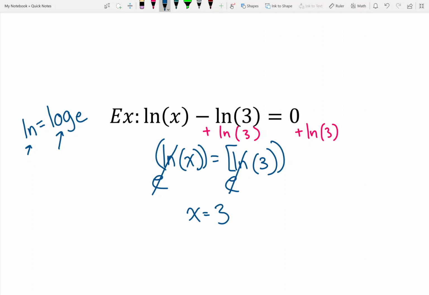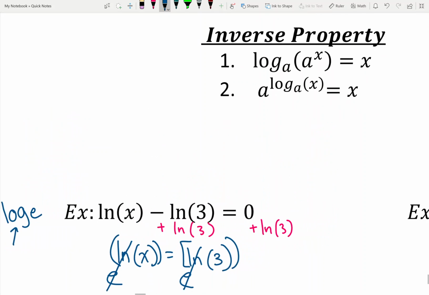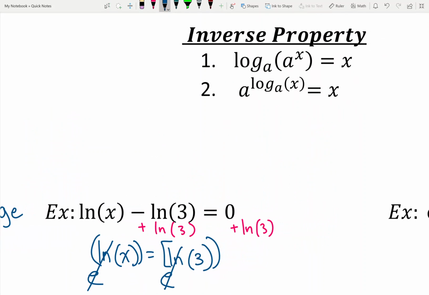Right? And what was that right there that we used? We had to use the inverse property. And which one did we use? We used the second one. Right? So we had log base e, and I raised it to e to get just that x. Hopefully that makes sense. Hopefully you can see what I just did.